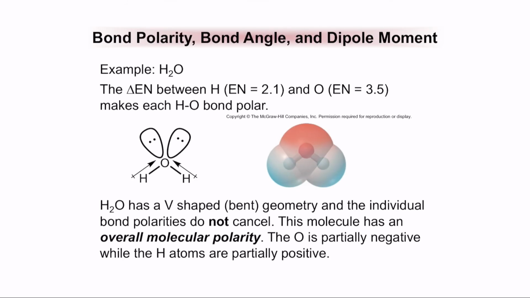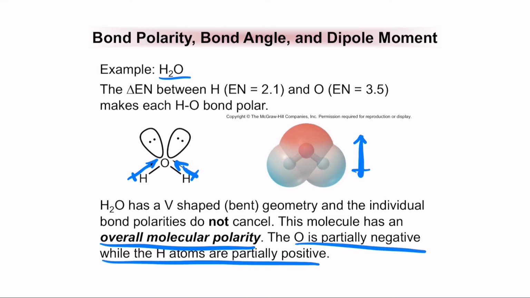But that's not the case when you take H2O. H2O has a bent structure where the bond dipoles add together, resulting in more positive charge on the bottom and more negative charge accumulating on the top. This gives an overall molecular polarity where O is partially negative while the hydrogen atoms are partially positive.